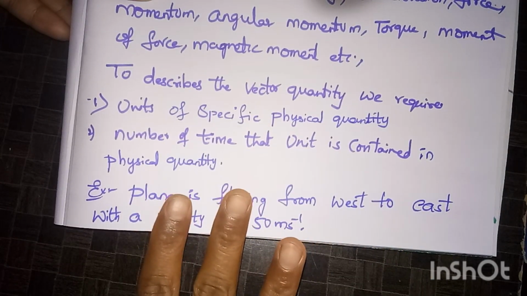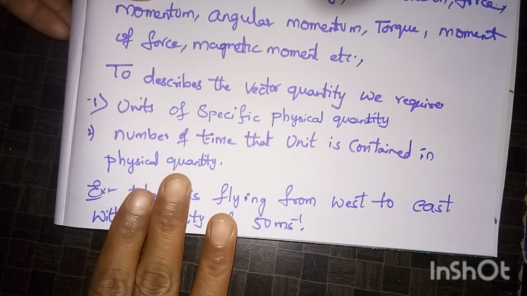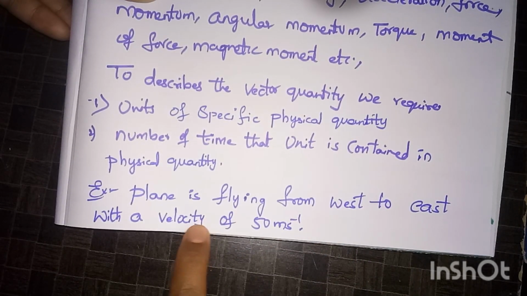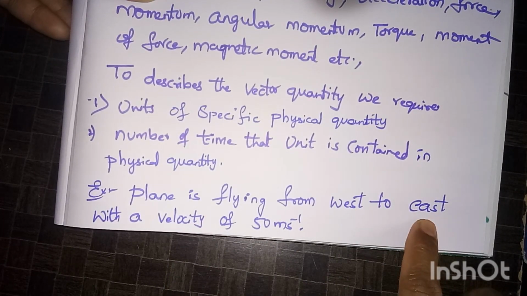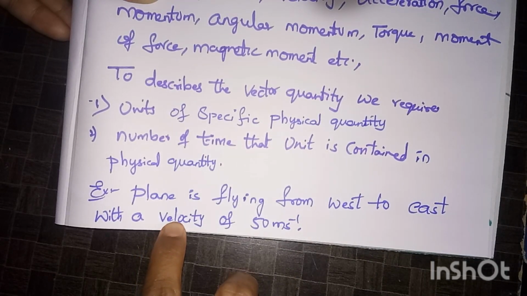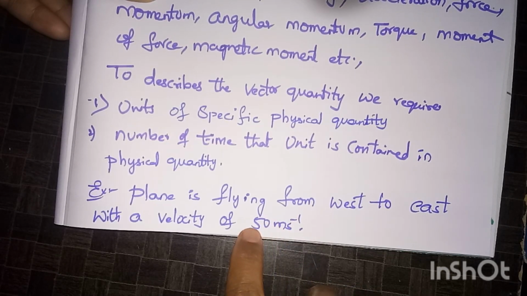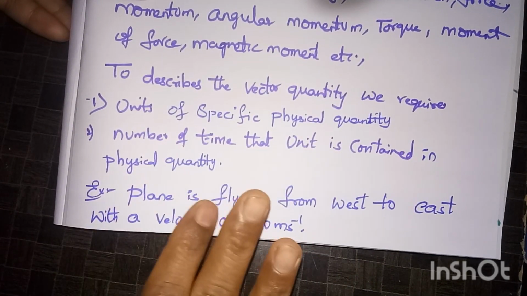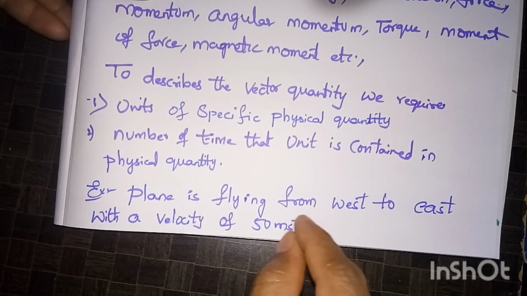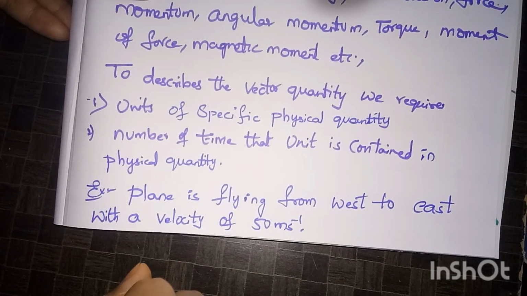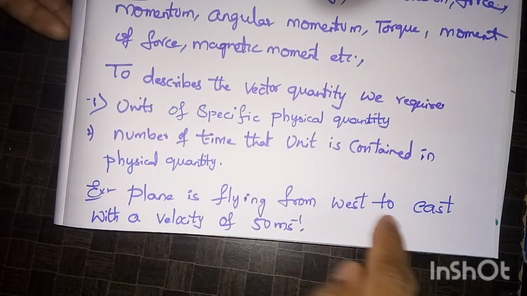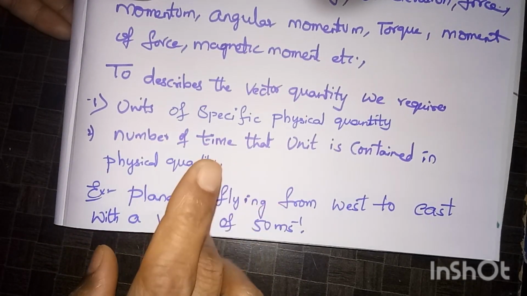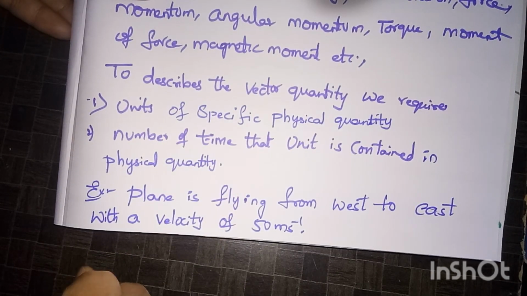So one of the main points by which we can identify whether a physical quantity is scalar or vector is direction. Here we are representing direction, so velocity can be said to be a vector. West to east is the direction represented by the velocity, and these two are the unit and the number of times the unit is contained in the velocity. So these are the points used to describe a physical quantity, similar to a scalar. The one extra thing in a vector quantity is direction. That is the difference between scalar and vector. Scalar means having only magnitude; vector means having magnitude and direction, and it should also obey the law of vector addition.